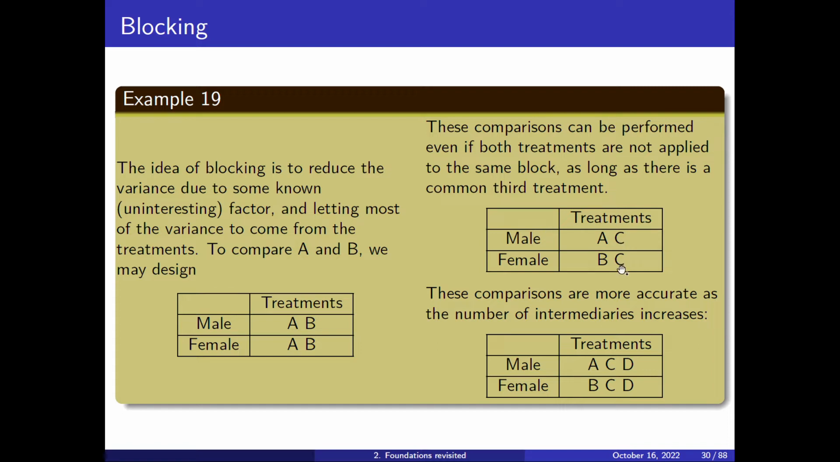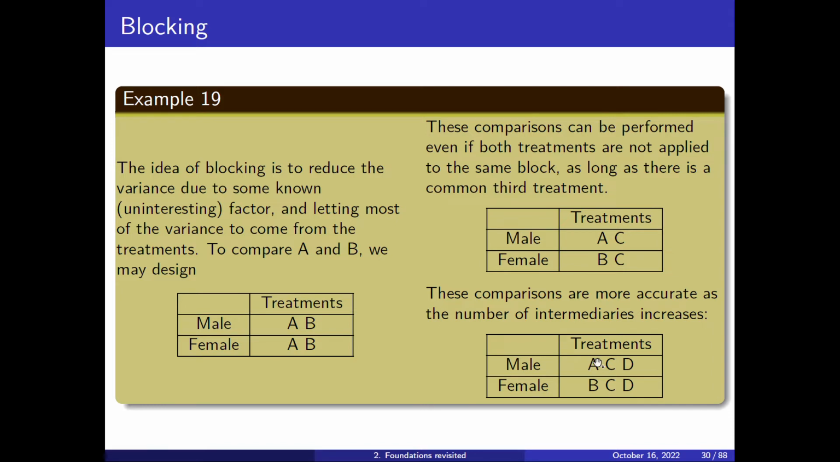Okay, but assuming that the mechanism of action is the same, then having C in common will help us to translate A to females and B to males. And the more we have in common, so let's say that we have treatments A, B, C, D, and you can only do 3 per block, then the more they have in common, here we have only 1 treatment in common, here we have 2 treatments in common, that will help us to make a better transfer from A to females and B to males.